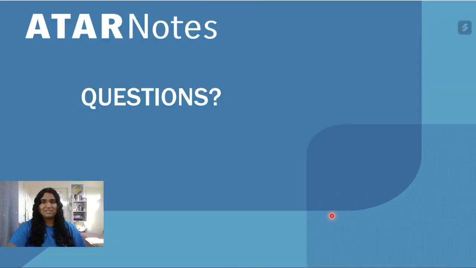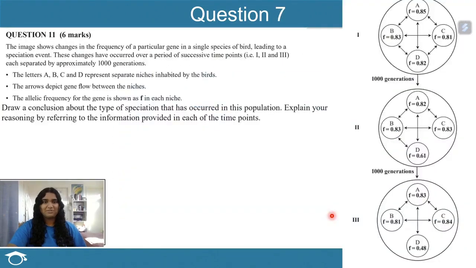All right, I think this is my final question for you guys. Question 7, this is a paper 2 question, I think from the 2020 external paper. It's worth 6 marks, so I'm expecting 6 different details or 6 different pieces of information. The image shows changes in the frequency of a particular gene in a single species of bird, leading to a speciation event. These changes have occurred over a period of successive time points.